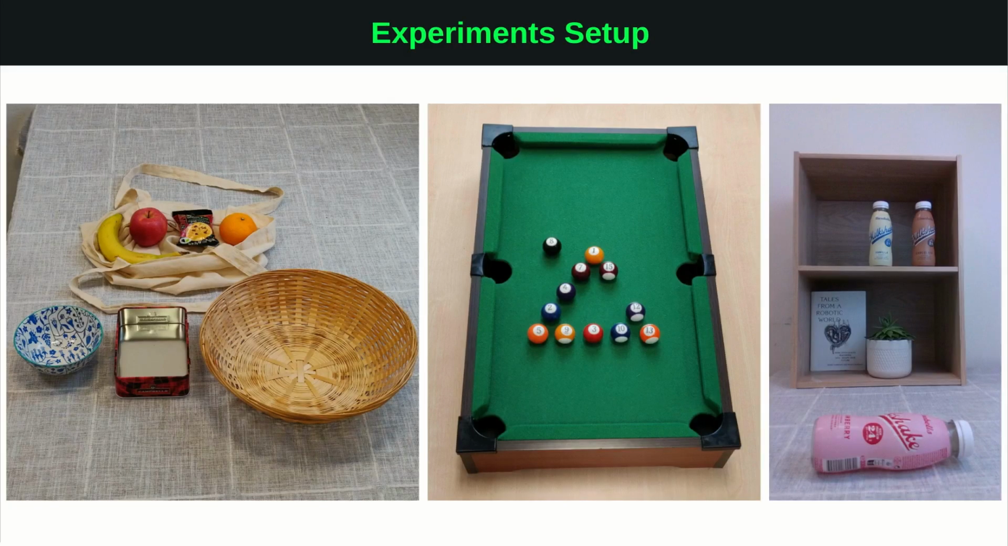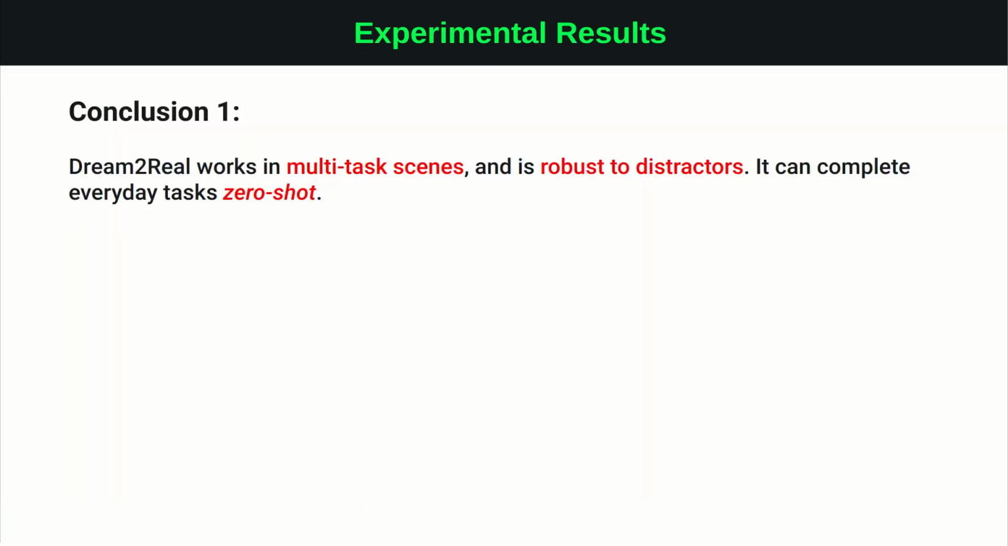Alright, so here is our experiment setup. We evaluate on 10 rearrangement tasks across 3 distinct real-world scenes, including a shopping scene, a food table scene, and a shelf scene, as shown in this figure. Here are our conclusions. Conclusion 1. Our system works in multitask scenes and is robust to distractors. It can also complete tasks zero shot.